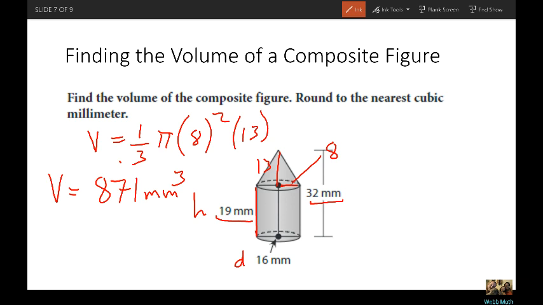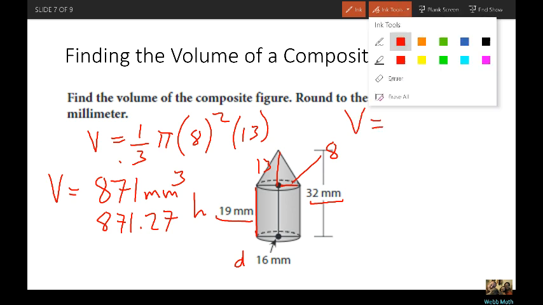Also, just note, usually they want you to round at the very end. So they might have 871.27 cubic millimeters, and then they round at the very end. So that's something to take note of. Now the volume for the cylinder, we have to add them up.